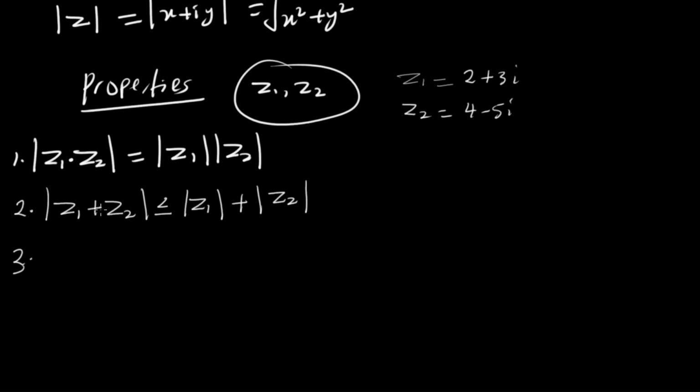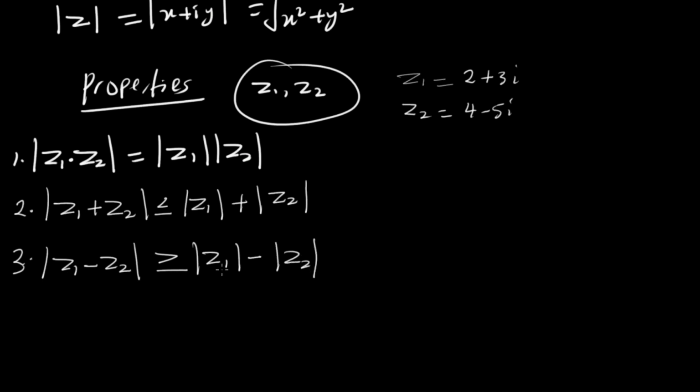Now the third one is having subtraction in between the two. If you have z1 minus z2, you can do some examples to practice this. Instead of z1 and z2, you can substitute z1 to be 2 plus 3i and z2 to be 4 minus 5i, and we're going to see that what we are proving is actually correct. If you have z1 minus z2, this is going to be greater than or equal to the modulus of z1 minus the modulus of z2.